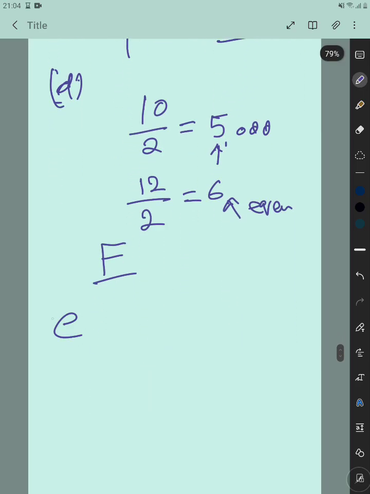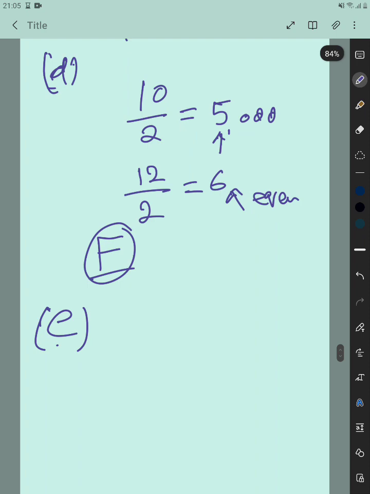Now, part E. What is part E? So we are explaining each and every question, although you can write the direct answer, and you need to write the direct answer only because they are asking for true and false. So you need to write F or T only. But I am explaining so that you can understand the complete concept. Understanding the concept is very important.